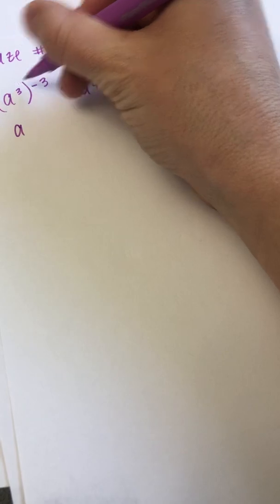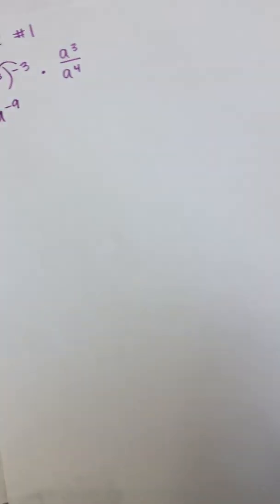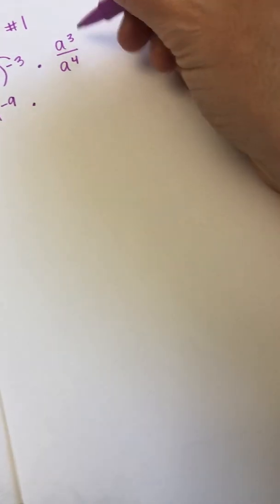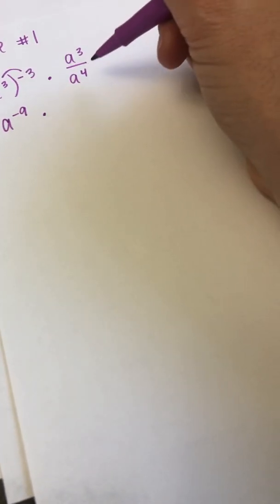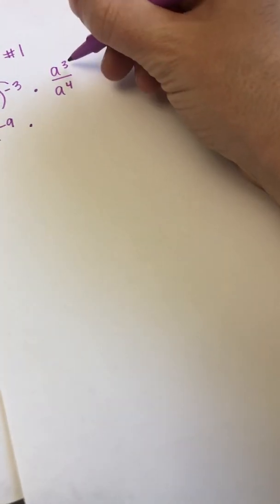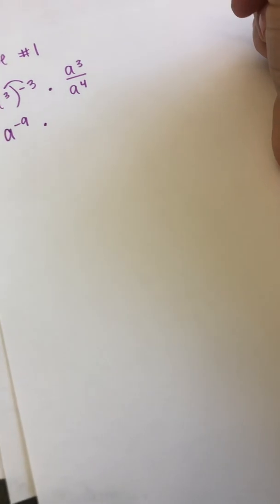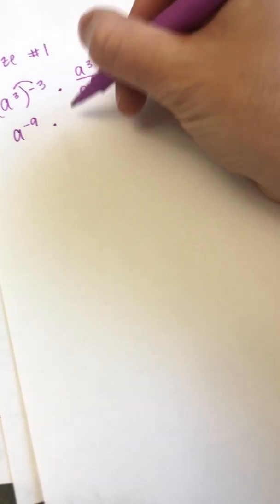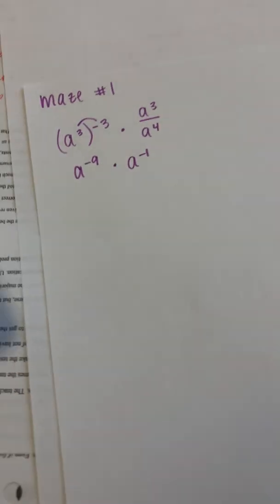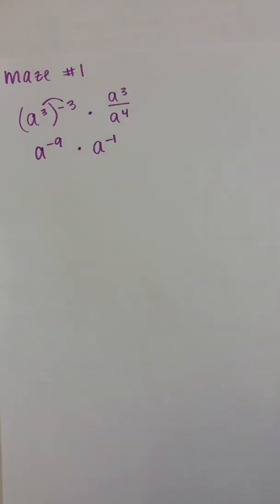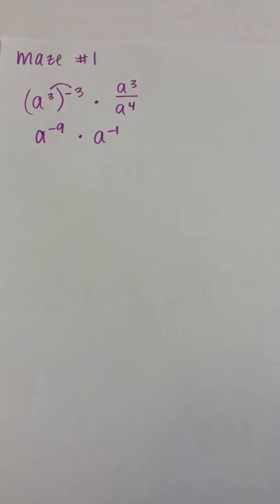So I'm going to end up having a to the, remember those two are multiplied, and I'm going to get -9th, okay? Then over here, I've got to simplify this. I'm going to have a to the 3rd over a to the 4th. Well, I subtract those exponents, which is going to give me a to the -1.